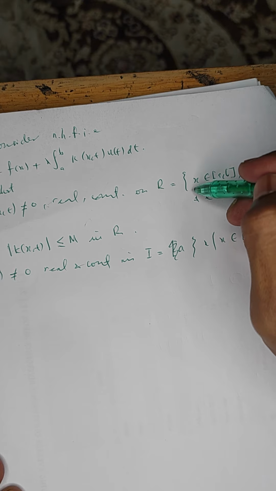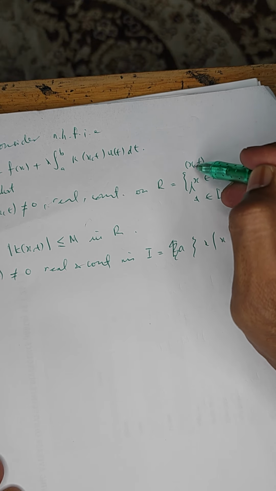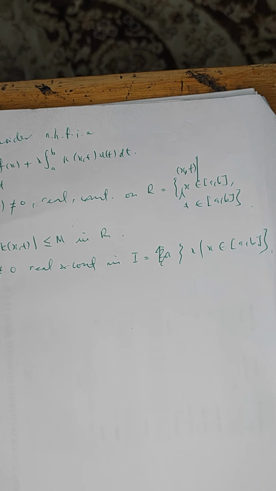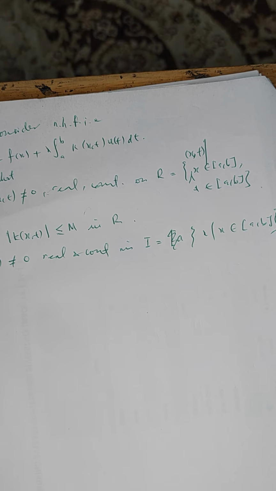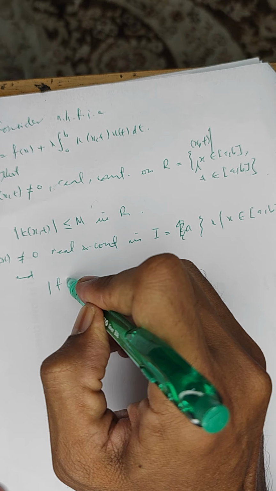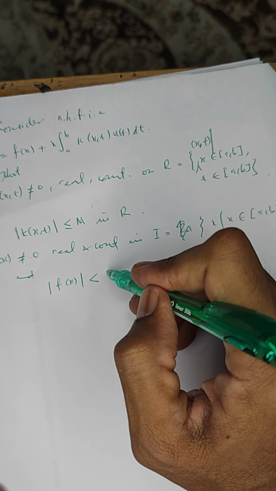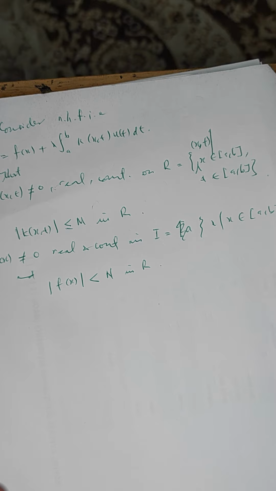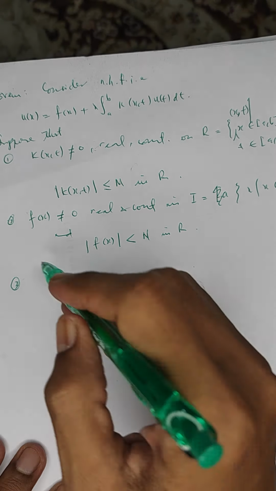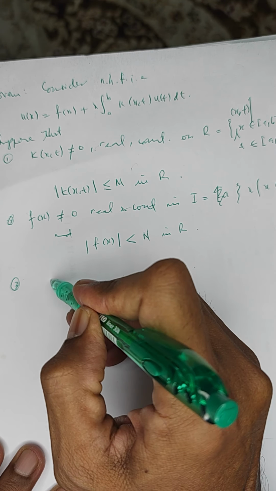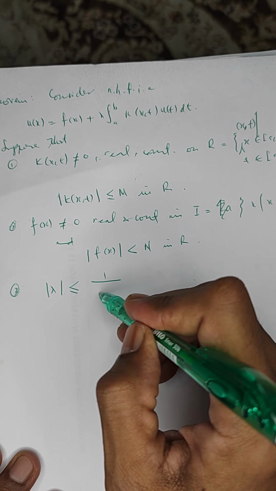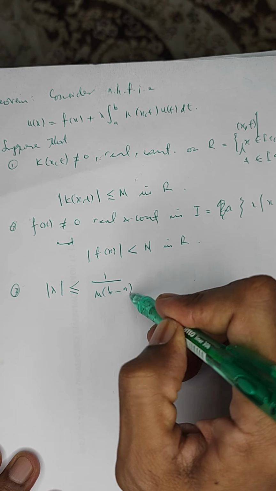Okay, this is R such that xt is given as that. And f is also bounded by some number n in R. And the third assumption we make is that the constant lambda satisfies that inequality, m b minus a.